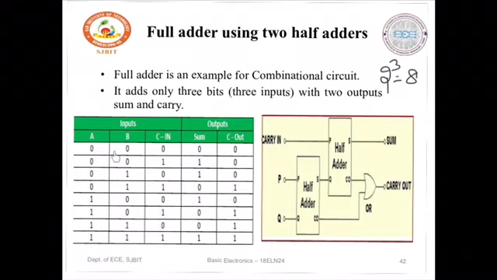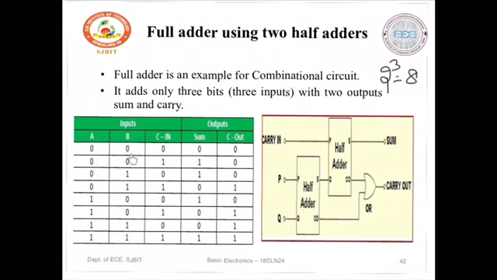So in this case 0, 0, 0 is the first combination. 0, 0, 1 is the second combination. 0, 1, 0. 0, 1, 1. 1, 0, 0. 1, 0, 1. 1, 1, 0. 1, 1, 1. Totally from 0 to 7, totally 8 combinations will be written for the inputs. There are two outputs, sum and carry out.